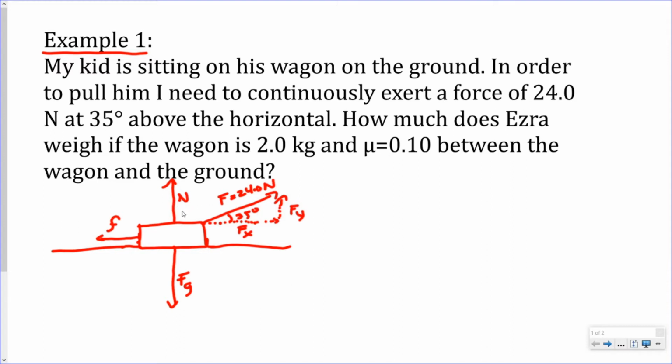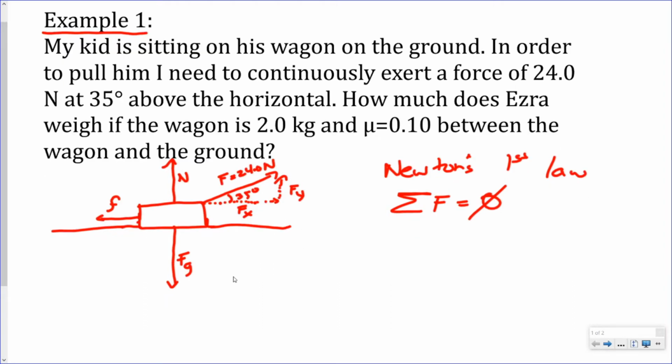Now we need to decide, are we using Newton's first or Newton's second? It says here, in order to pull him, so it doesn't say anything about pulling him faster or slower, so we can assume that it is a constant motion. So what does this tell me? We're looking at Newton's first law, which means that the net forces are equal to 0. Everything in the x direction has to cancel out, and everything in the y direction needs to cancel out. So that's what we're dealing with here.